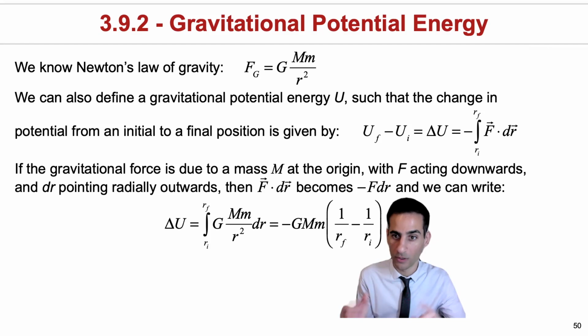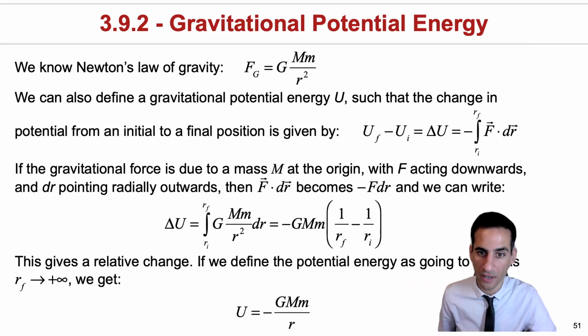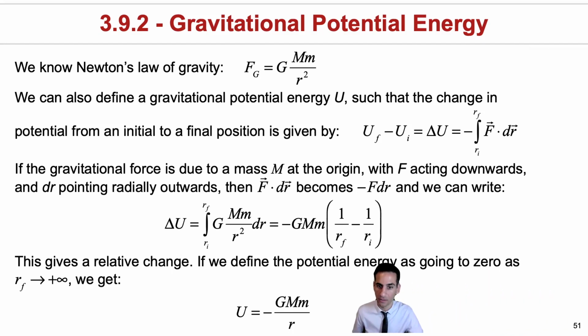This allows us to write the integral in a much simpler form, which is just G M m with a minus, and then the difference between 1 over the final position and minus 1 over the initial position. The standard way that we deal with this is to define a point at which the gravitational potential energy is zero, and we do that by setting this final radius r_f to be infinity. If we do this, then gravitational potential energy is in the form that is familiar to you, which is just minus G M m over r.